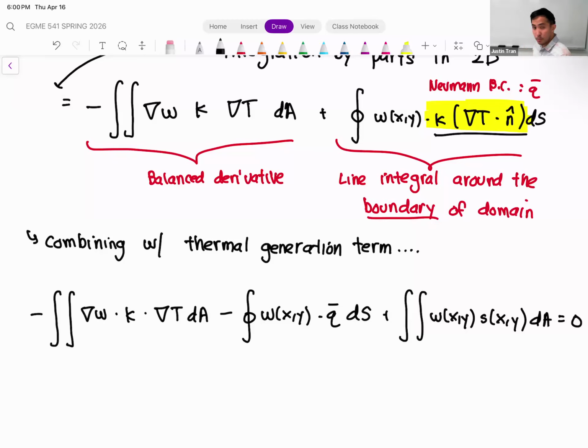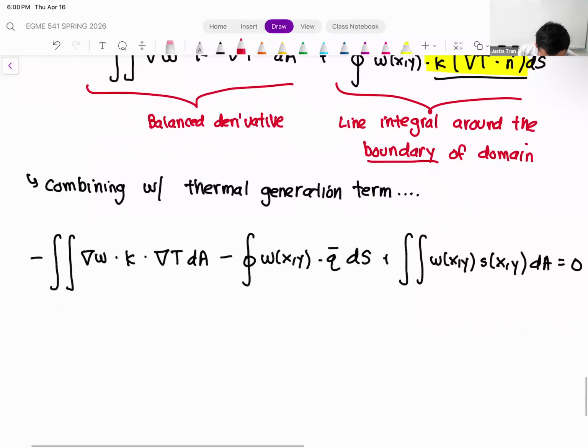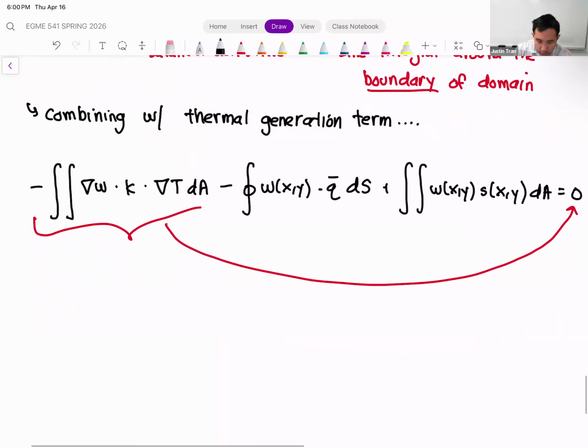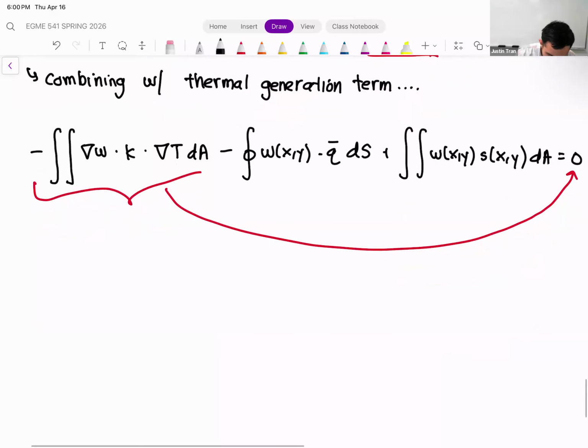So one last small thing before we present this as the weak form, that's going to be convenient for us when we do finite element forms, is we're going to take this first integral here with the balanced derivatives, and we're going to move it to the other side of the equation. So we're going to add it to both sides, and you'll see why very soon. After we do that, I'm going to flip it as well. I'm going to have the balanced derivative terms on the left-hand side with a positive sign, and everything else on the right-hand side.